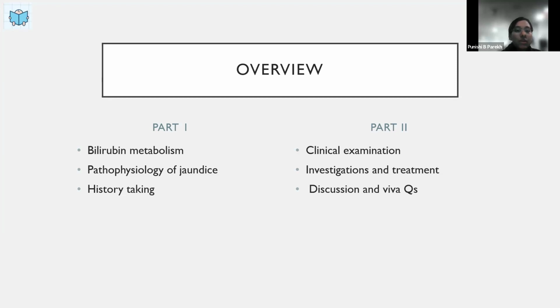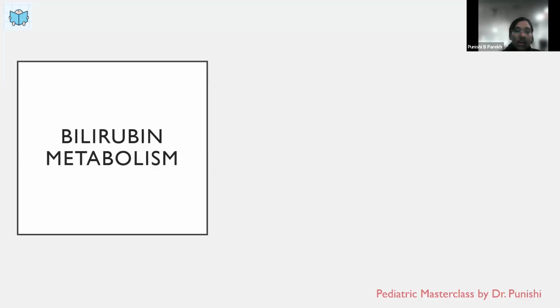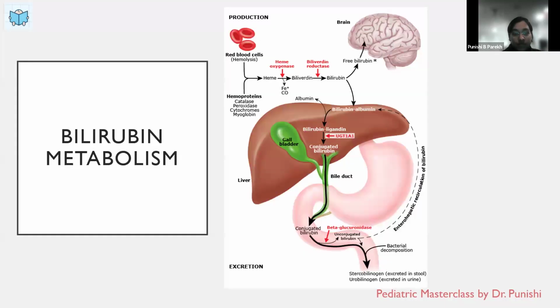So let's take a peek into bilirubin metabolism. This is the very basic of neonatal jaundice. Once this is clear, then the entire discussion of what leads to jaundice, why jaundice is so common in newborns, and how you identify the cause becomes extremely simple. So let's go over bilirubin metabolism first.